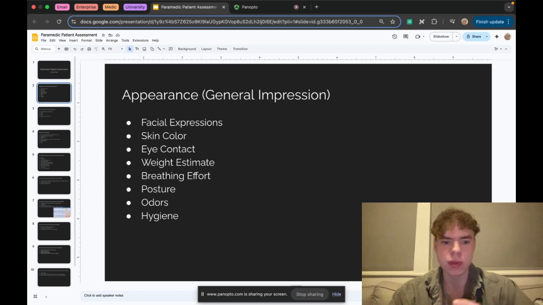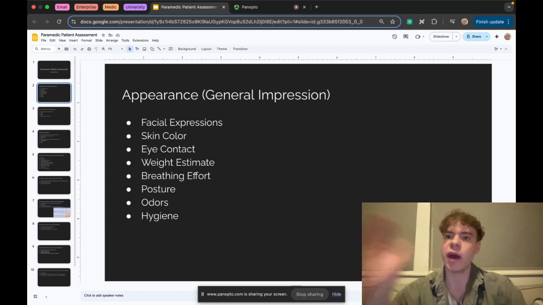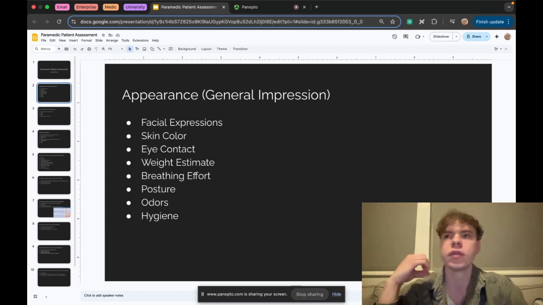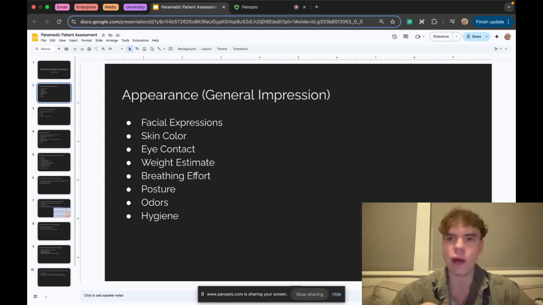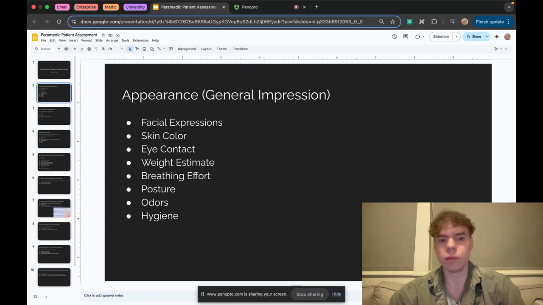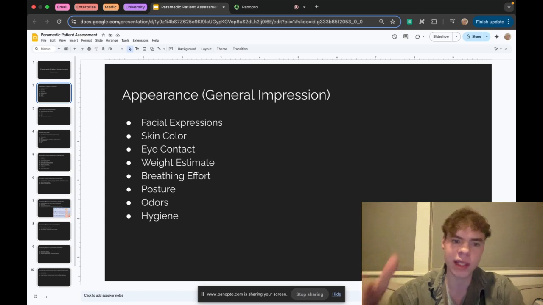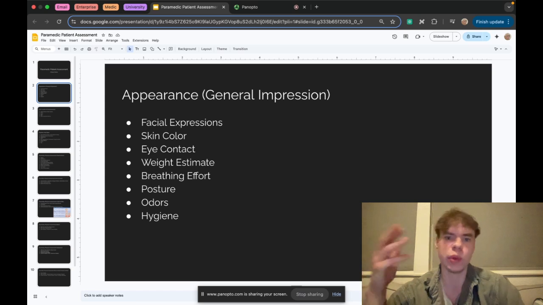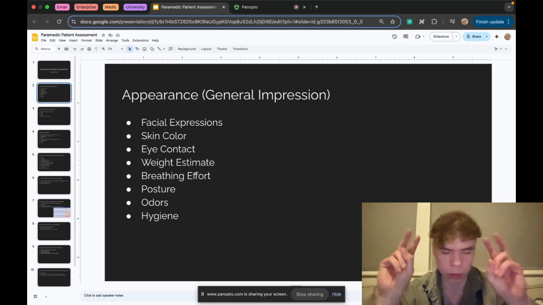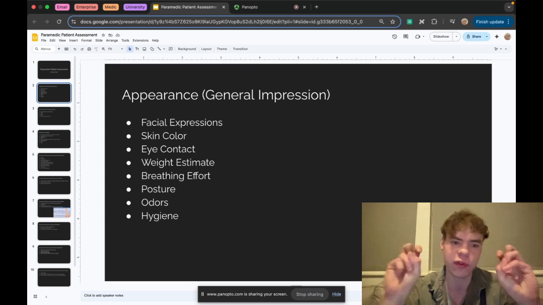So, our appearance. The first thing, let's say we get dispatched to someone's house, and we walk in the door after we make sure the scene is safe, of course, and we see the patient. Before we even start talking to the patient, we can start already assessing their appearance. So the very first thing we do is what we call a general impression.